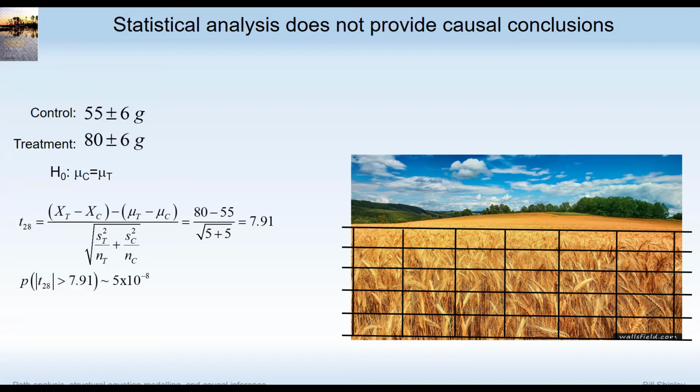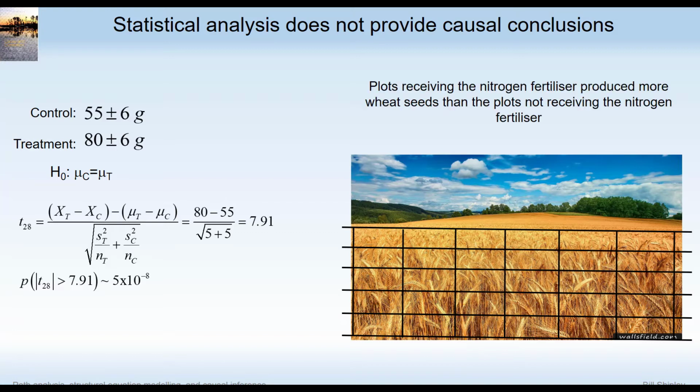And if the null hypothesis is true, then this large t-value would have arisen by chance. And so the next step is to calculate the probability of observing at least a value of 7.91 purely by chance, assuming that in fact the population means are the same. And when we do this, we find a very small probability, 5 times 10 to the minus 8. And so we can conclude as a statistical conclusion that the plots receiving the nitrate fertilizer really did produce more wheat seeds than the plots not receiving the nitrate fertilizer.